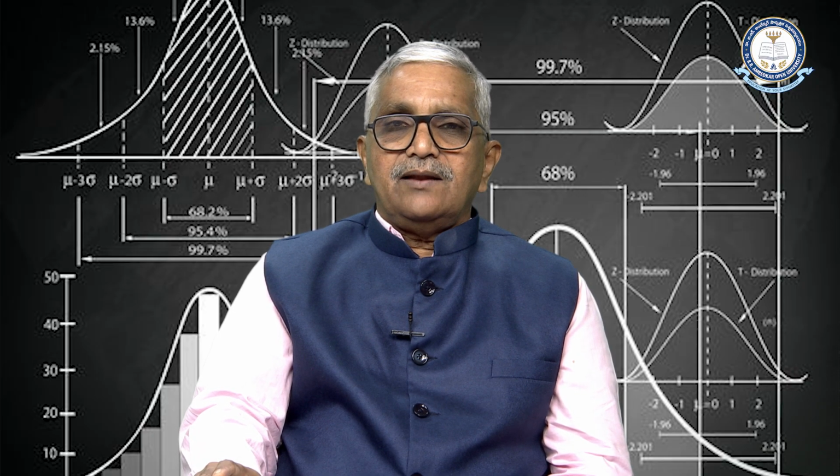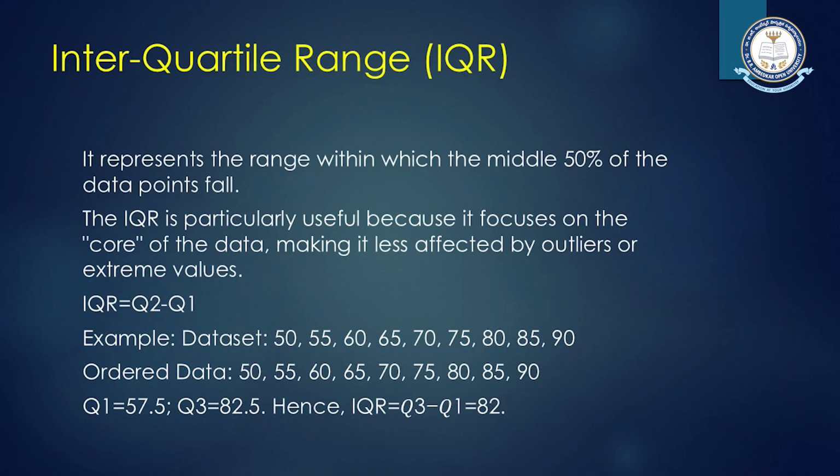There is another measure of variation which is called interquartile range. It explains the middle 50% of the data set. The interquartile range is very useful because it focuses on the core of the data, that is the middle 50% of the data, and it is less affected by outliers or extreme values, unlike range.